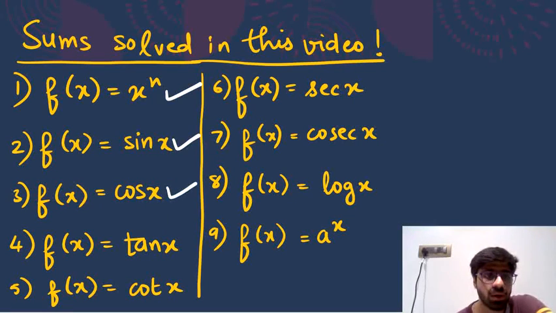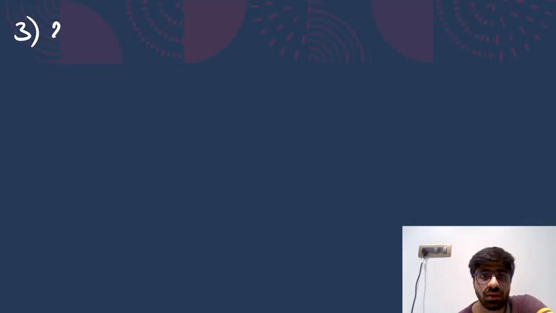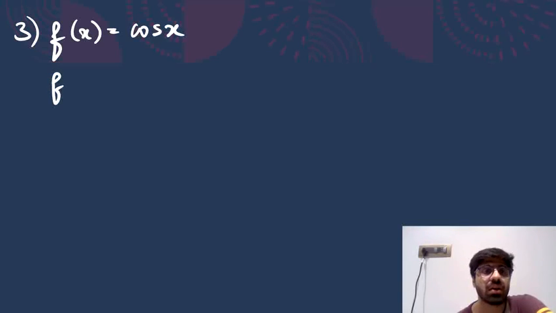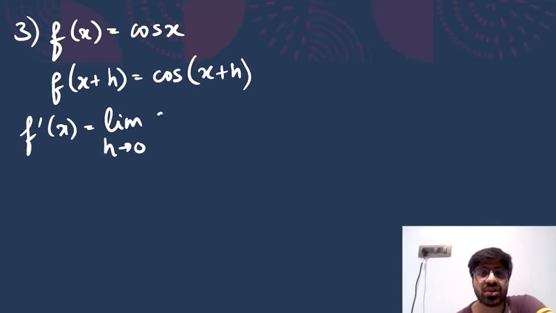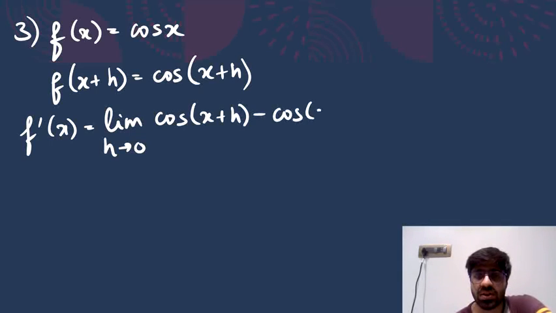We go ahead with the third one, which is very much similar to the one that we have just done. F of x, if I take it as cos x, f of x plus h. Like we have been doing in the previous cases, if you replace x with something on the left, replace x with the same thing on the right. So f of x plus h will be cos of x plus h. And now comes f dash x. That will be limit of h tends to 0, f of x plus h, which is cos of x plus h, minus f of x, that is cos x, the whole divided by h.